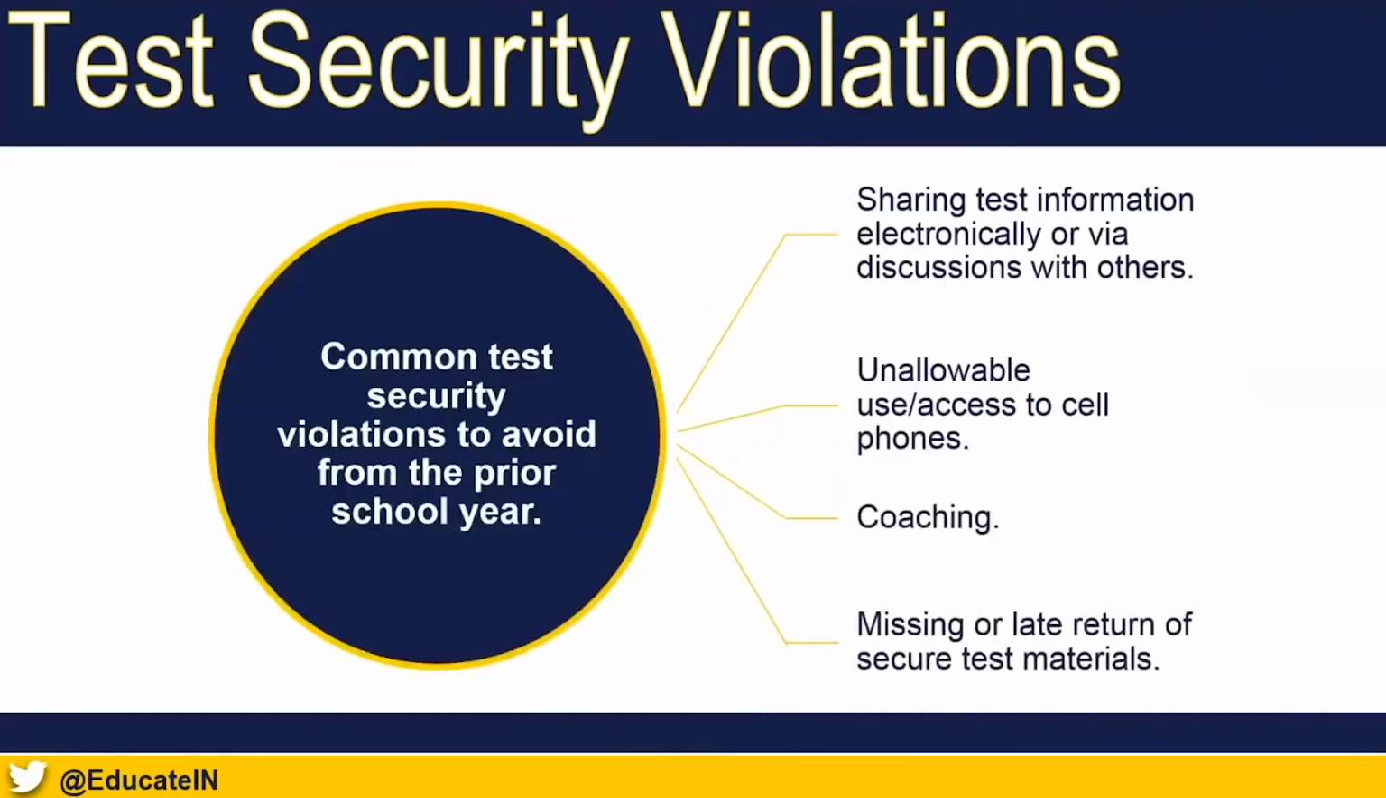This slide shares common test security violations that were reported to IDOE that should be avoided this year. Let's discuss the first two violations listed on this slide. Sharing test information electronically or via discussions with others, and inappropriate use or access to cell phones. This includes TAs and students talking to, emailing, or texting others about secure test content, as well as students posting pictures or videos of secure test content to social media and using cell phones during testing.